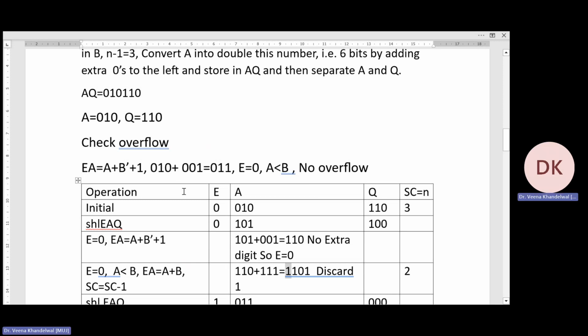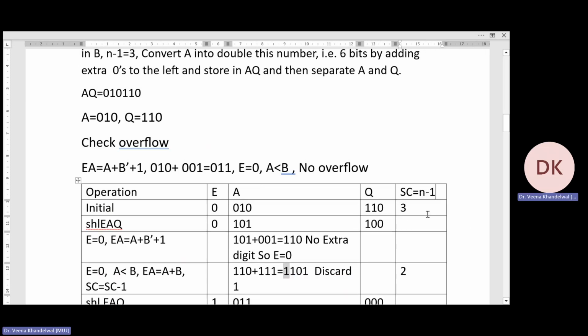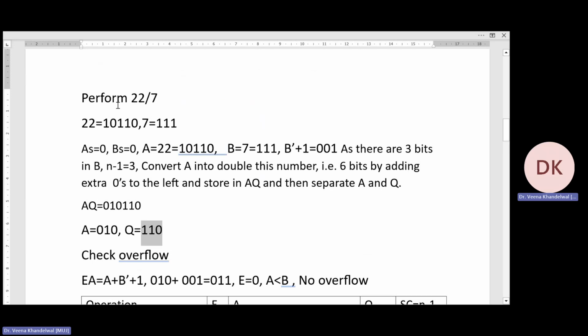So for performing the division, I have made a table consisting of different columns containing operation, E, A, Q, and SC, which is equal to n minus 1. Now, as we had computed that n minus 1 is 3, I write SC as 3. What is A? A is this 3-digit number. And what is Q? Q is these 3 digits. And what is E? We initialize E with 0. A and Q we have computed, and SC is the number of bits in the dividend, which is equal to 3.